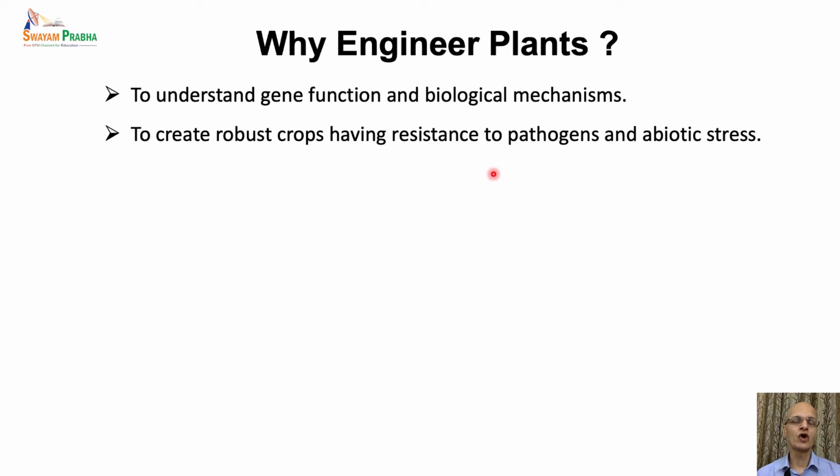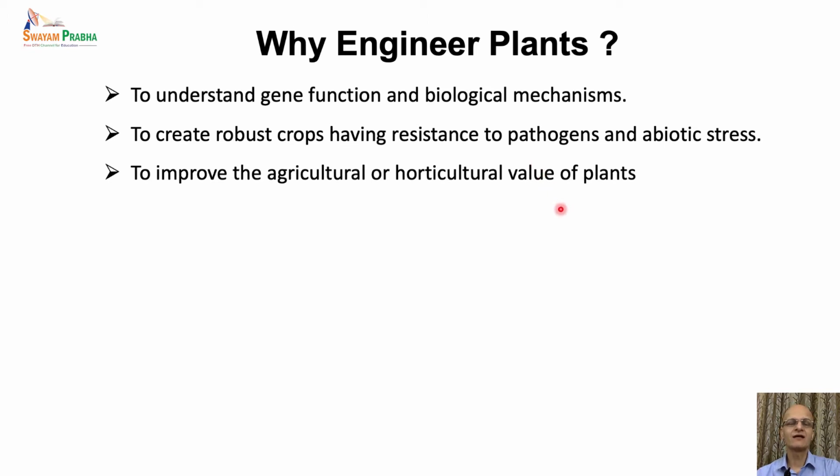Then, productivity is often compromised by pathogen attack or diseases and environmental stress like drought stress, heat stress, cold, salinity, and metal stress. As part of the changes, genetic engineering can be used to create robust crops resistant to pathogens or abiotic stress conditions like drought or cold. Plants are a direct source of food, fodder, medicinal products, etc. So it can be used to improve the agricultural or horticultural value of plants, and it can help to increase crop yield too.